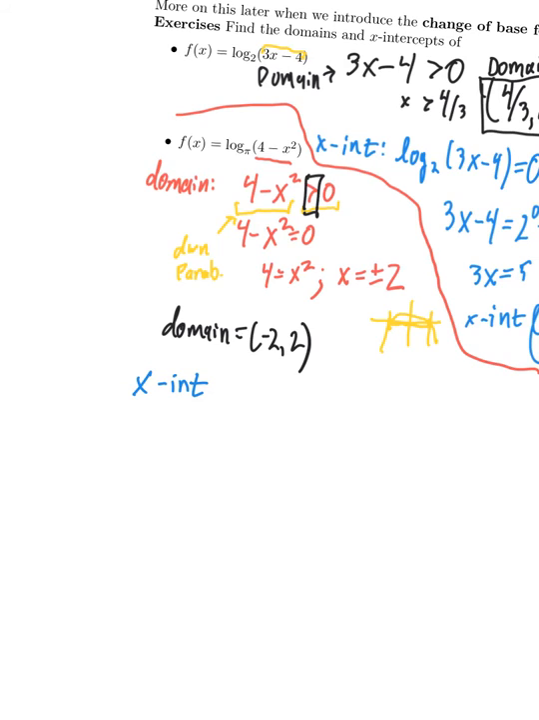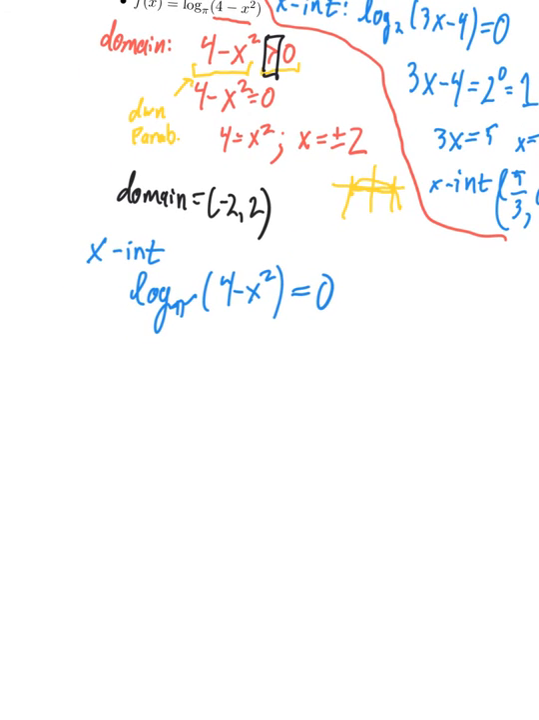X-intercept. So to find the x-intercept, I want to solve log base pi of 4 minus x squared equals 0. So, going through all the motions, this is an equation in log form. We write it in exponential form. 4 minus x squared is equal to pi to the 0. Oh, notice pi to the 0 is equal to 1. To find the x-intercept, it sure looks like it doesn't matter what the base is. So 4 minus x squared is equal to 1. Let's add x squared to the other side, subtract 1. So 3 equals x squared. Looks like I'm getting x is equal to plus or minus square root 3.